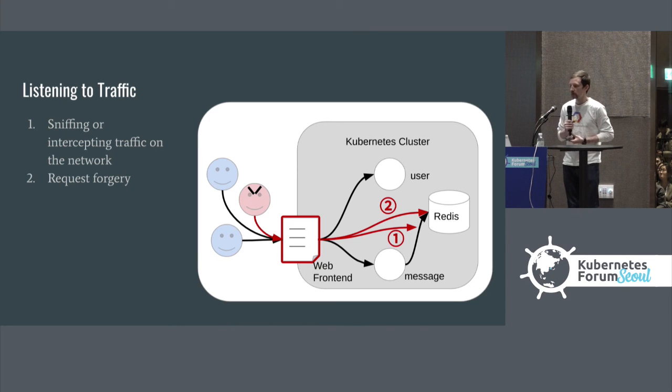And then finally, I want to talk a little bit about listening to the traffic that goes between the services and doing things like request forgery. So this means sending a request to another service as if you were a different service and not the one that you are. So in this case, we're sending requests directly to Redis instead of from the message service.